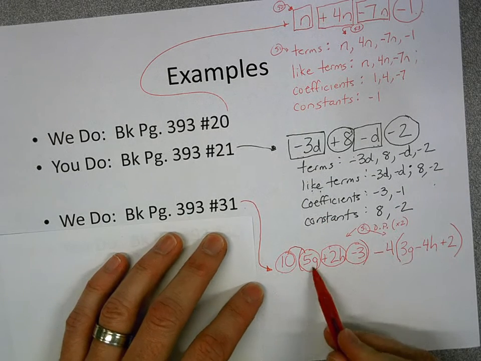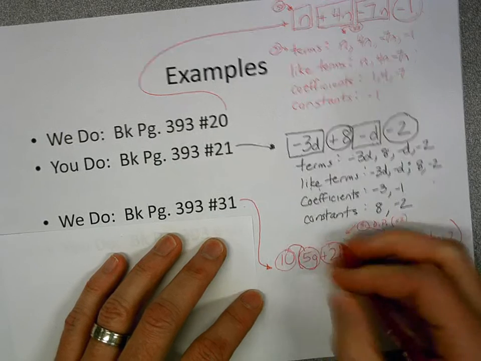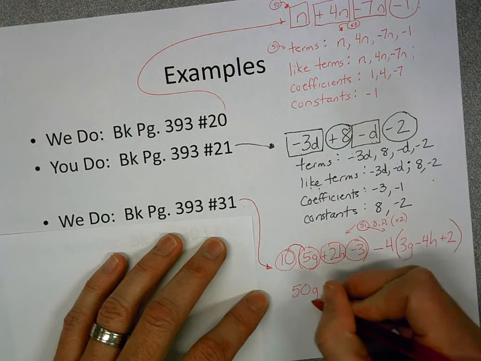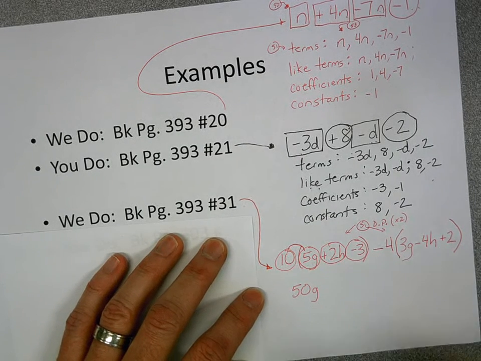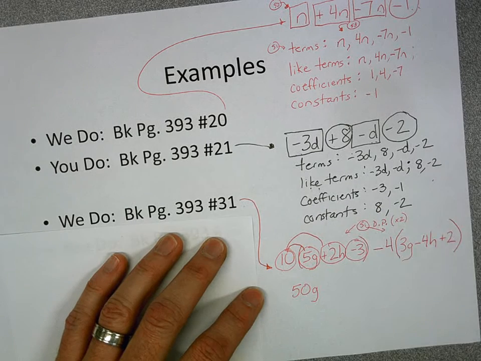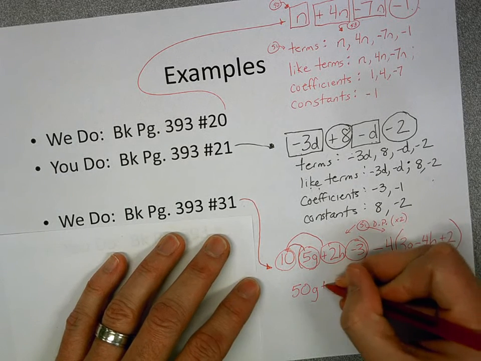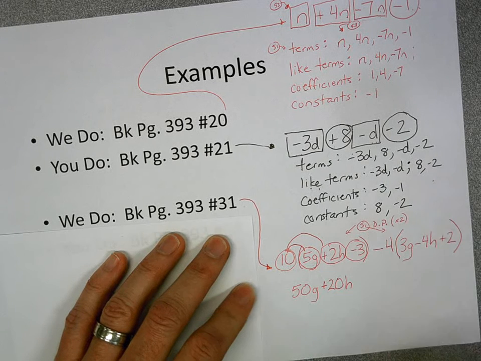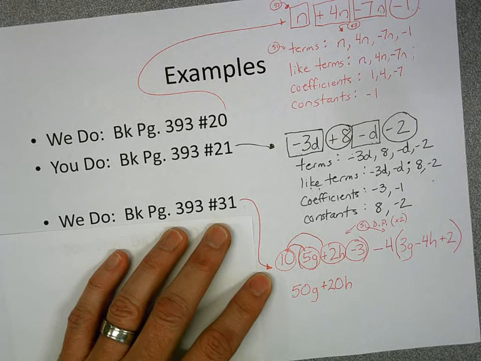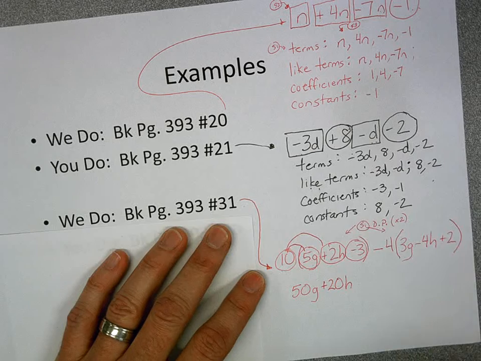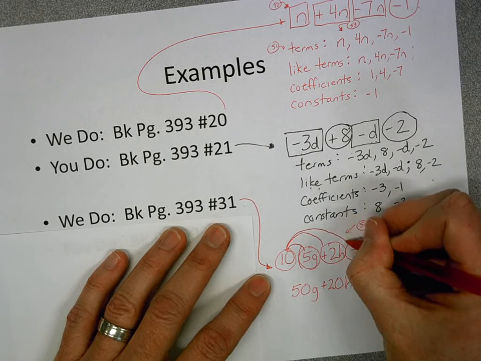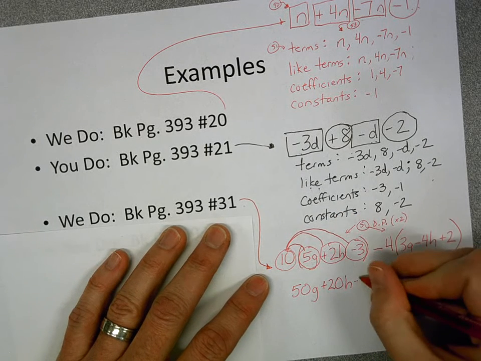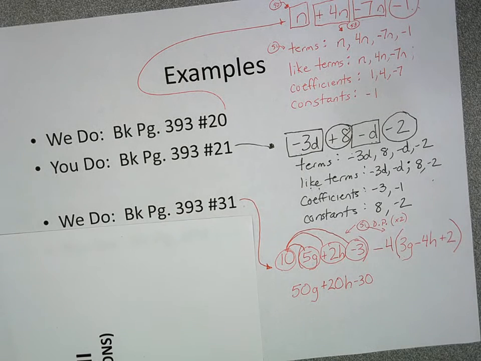So what that means is here we go. 10 times 5g, remember, is just 10 times 5, which is 50, or 50g. 10 times positive 2h. Well, 10 times positive 2 is a positive 20, or positive 20h. And thank you, those of you that are writing this down. And then 10 times negative 3 is just negative 30. Now I have one of my sets of parentheses basically simplified. I've gotten rid of the parentheses there.